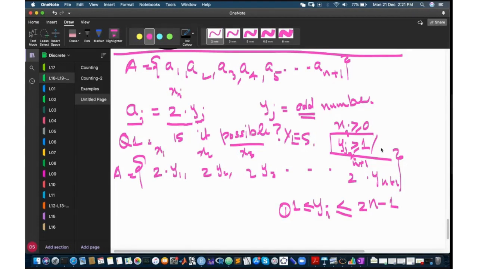Okay, so here's the thing. I said that I wrote my numbers as 2 to the power xi times yj, and for each one of them I know that yi is at least 1 and at most 2n minus 1. It's an odd number which lies in this range.